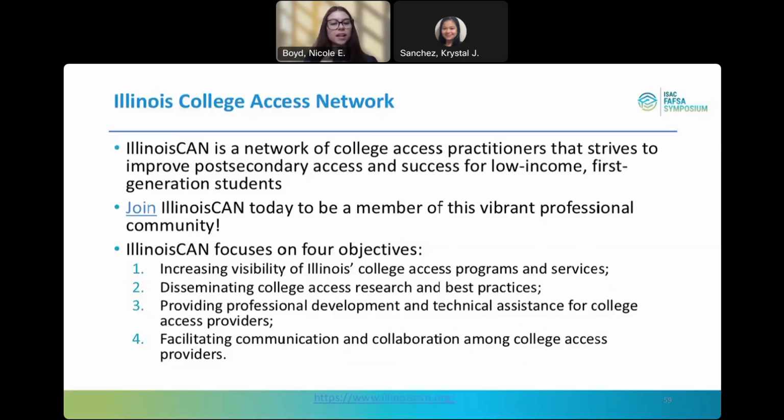And then we also want to highlight the Illinois College Access Network, Illinois CAN. This is a network of college access practitioners that strives to improve post-secondary access and success for low-income first-generation students. If you are interested, you can join today to become a member of this vibrant professional community that focuses on 4 objectives: increasing visibility of Illinois college access programs and services, disseminating college access research and best practices, providing professional development and technical assistance for college access providers, and facilitating communication and collaboration among college access providers. So that link is also on the slide.